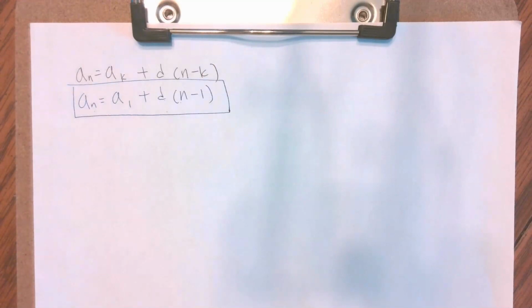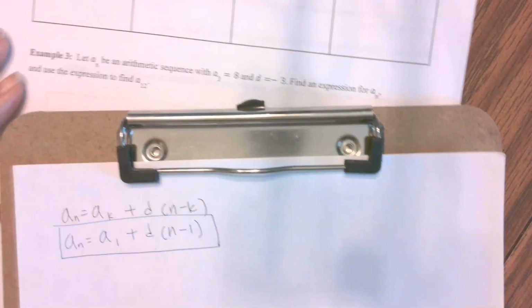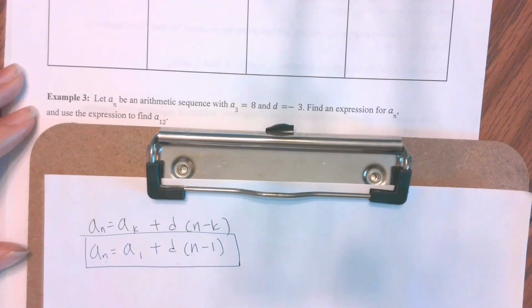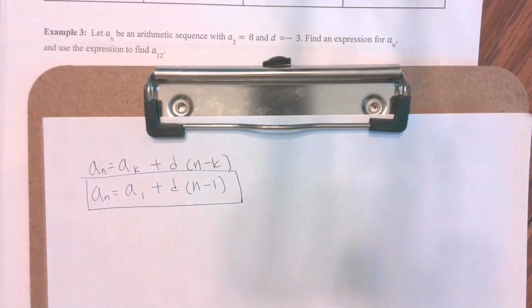Okay? So using this, I just want to solve a few problems with you. So if you have notes out, feel free to. If you don't, that's fine. So I want to do this example 3. We already did it in class. Let a sub n be an arithmetic sequence with a sub 3 is 8 and d is -3.